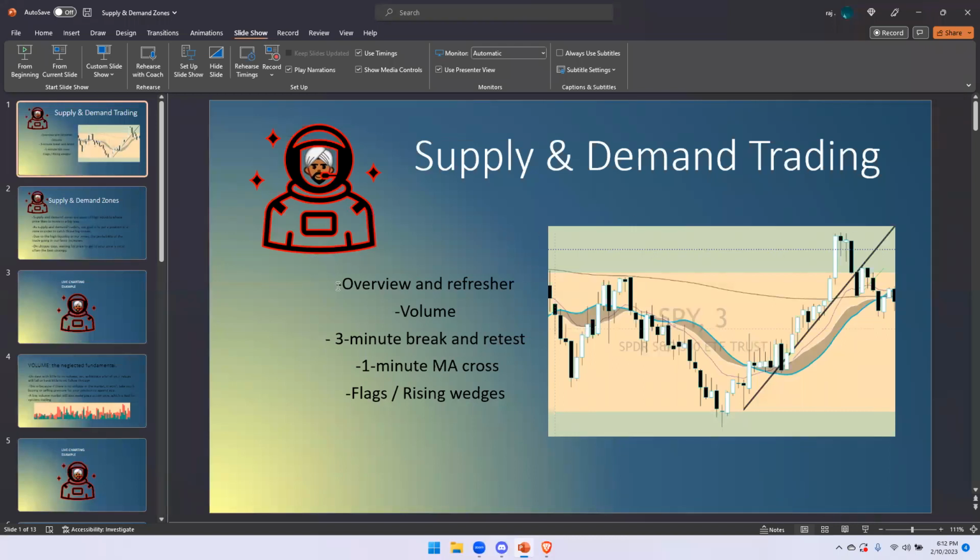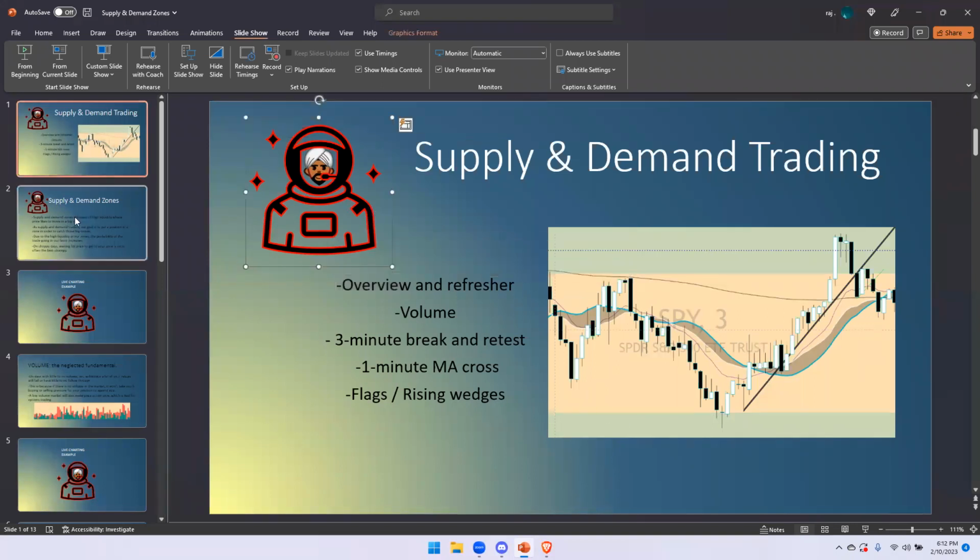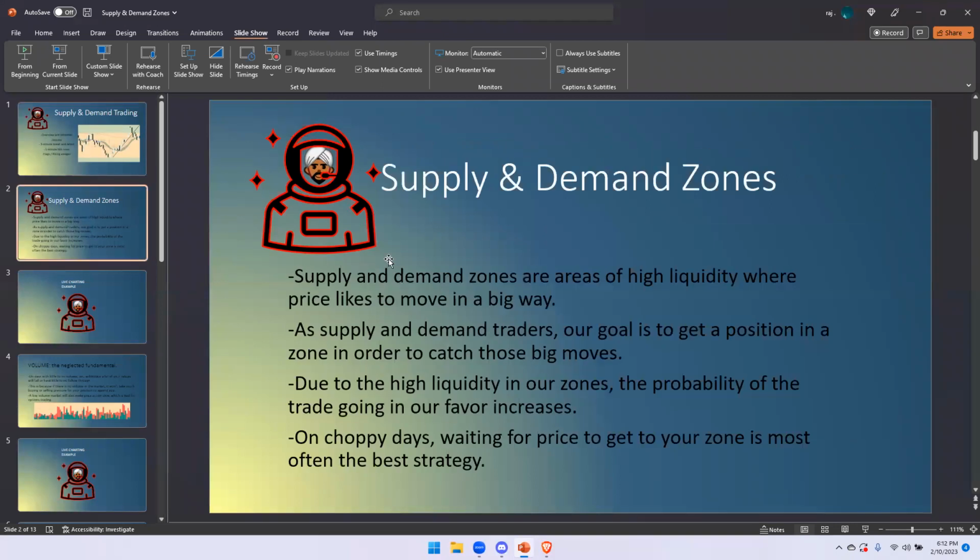All right, so we'll go ahead and start with a quick overview and refresher of supply and demand zones. Supply and demand zones are areas of high liquidity where price likes to move in a big way. You always see it when price hits a zone, it moves out really fast. As supply and demand traders, our goal is to get a position in the zone so we can catch those big moves. If you ever see me, I'm always in these big candles. I catch my trades in these zones.